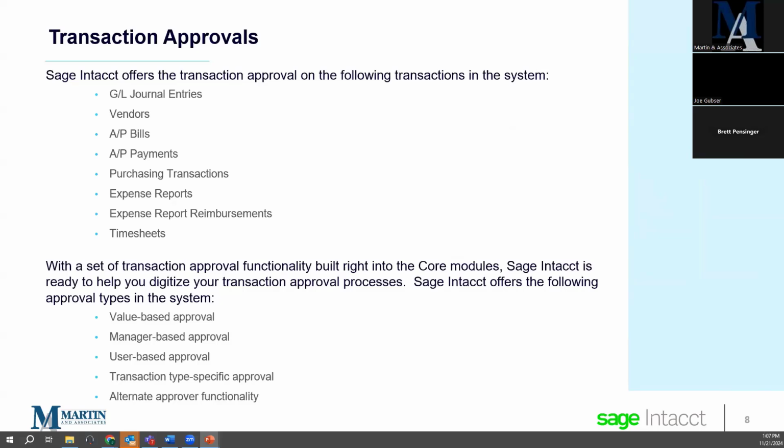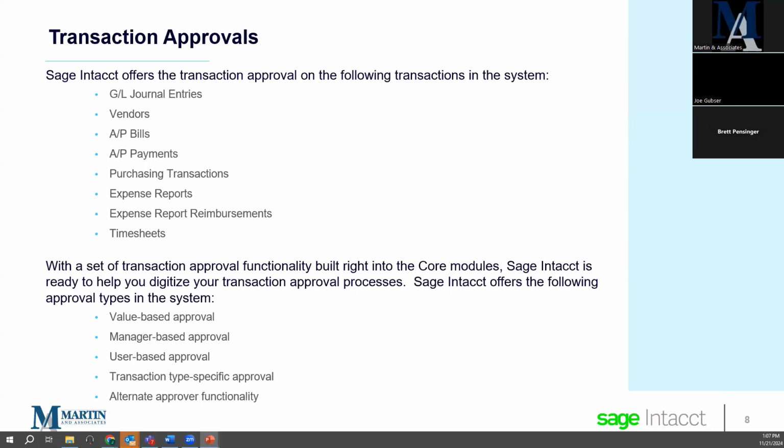So as I mentioned, we're talking about transaction approvals. Built in natively to Sage Intacct, there are transaction approval processes available for GL journal entries, vendors, AP bills/invoices, AP payments, purchasing transactions, which would include requisitions, purchase orders, on down the line, expense reports, expense report reimbursements, and timesheets. That doesn't mean you have to have approvals for each of those. It just means you can turn approvals on for each of those.